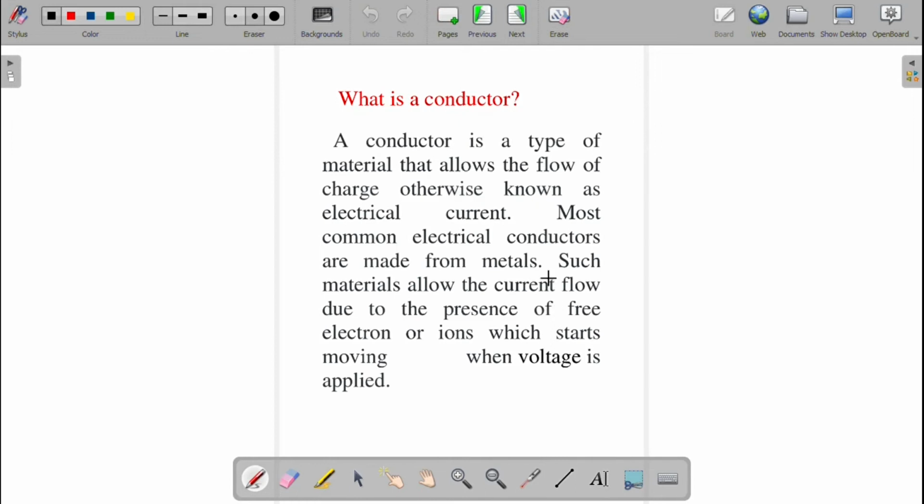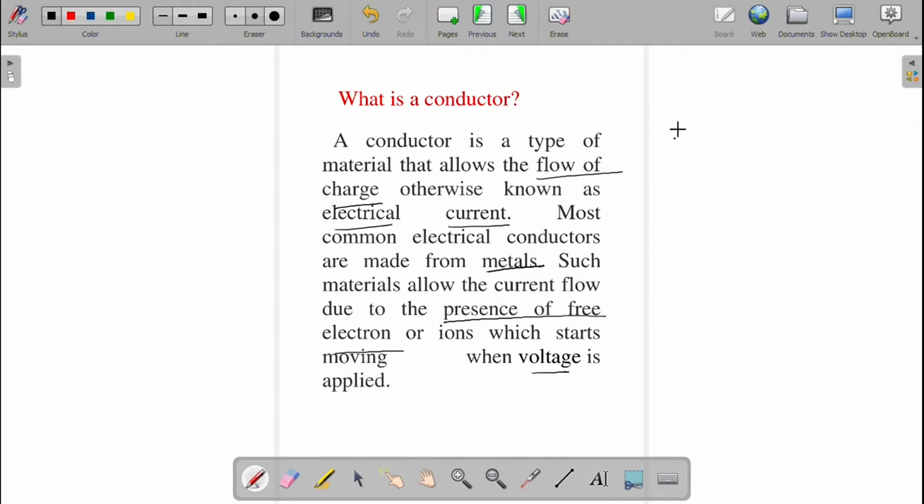Next, what is a conductor? Just now I said, a conductor allows the flow of current or charge, otherwise, it allows the flow of electric current. Just now we have discussed. An example of a conductor is metals. Okay, why is it happening? Because it consists of a large number of free electrons, so that when we apply the voltage, the electrons move in one direction and conductivity is possible in case of a conductor.